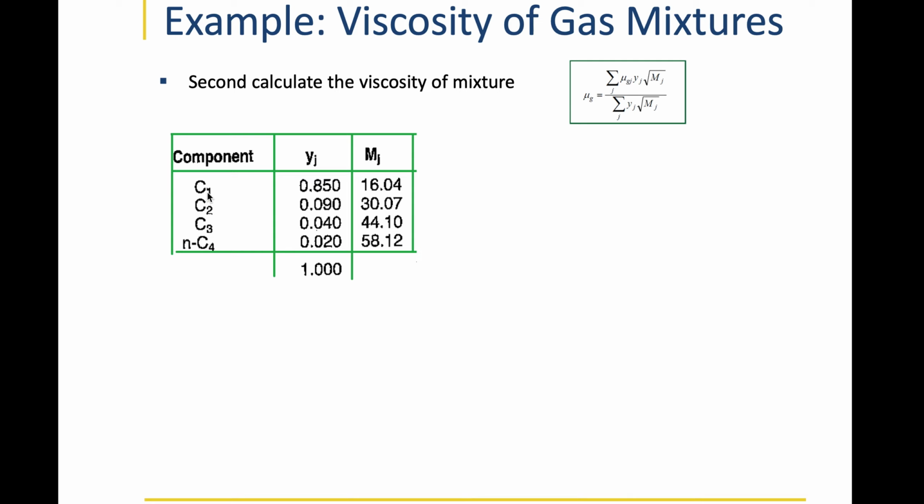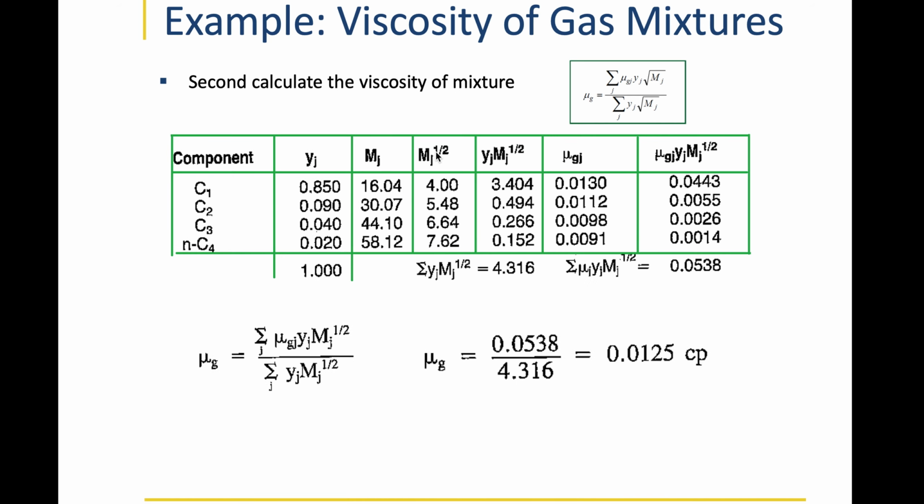The molecular weights I can find from the end of the book, or I can memorize them. Methane is CH4, carbon 12, hydrogen 1, so it becomes 16. These are constant values. Then I take the square root of the molecular weight, and I multiply the mole fraction by the square root. The viscosities are the values that I just read from figure 6.7.